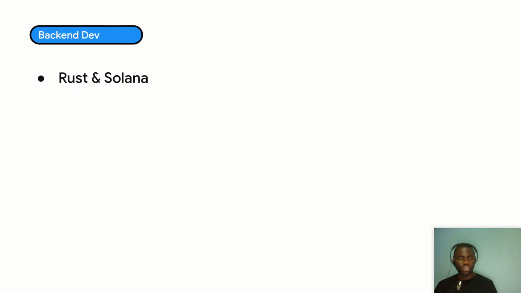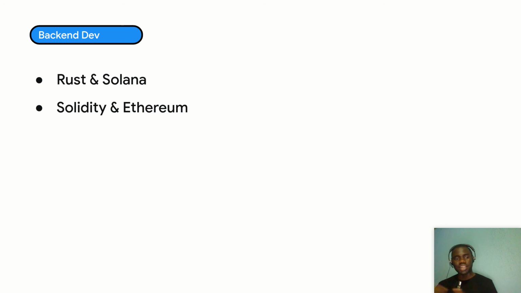Now, if you want to become a full-stack or backend person to build smart contracts, and you want to build on the Solana blockchain, you have to go to Rust. If you want to build on the Ethereum blockchain, you have to go to Solidity, right? So that's the backend part for smart contracts, building on top of Web3.